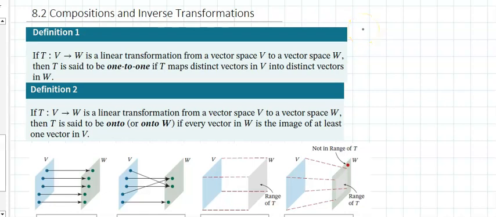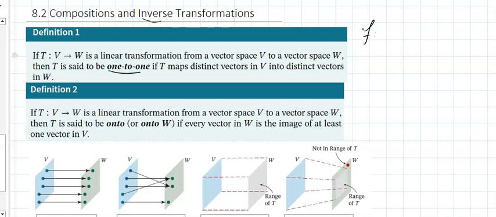Section 8.2 talks about composition and inverse transformation. Now, to talk about inverse, remember, if we're talking about a function f, it is a function if the first coordinates, the x coordinates, do not repeat. For you to talk about an inverse, you want a function to be 1-to-1.